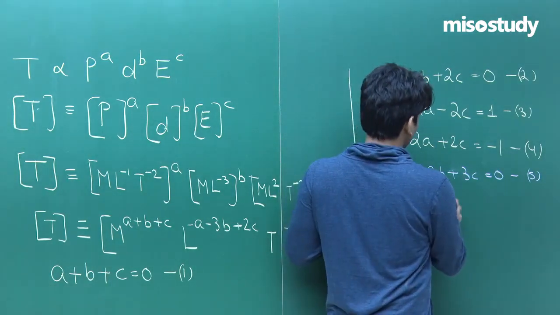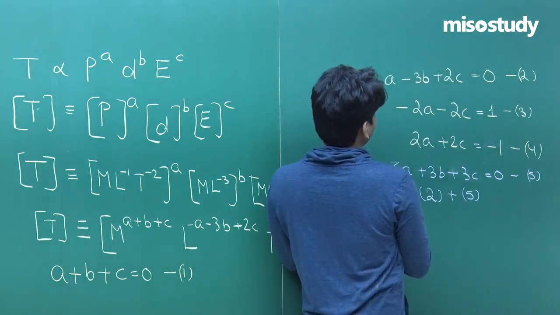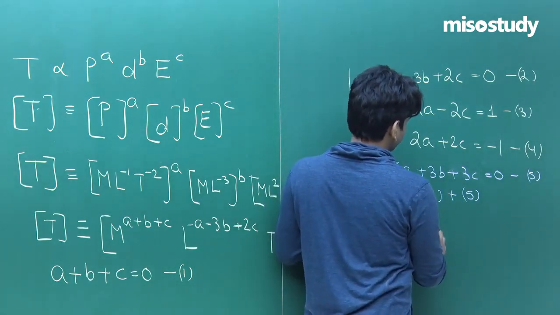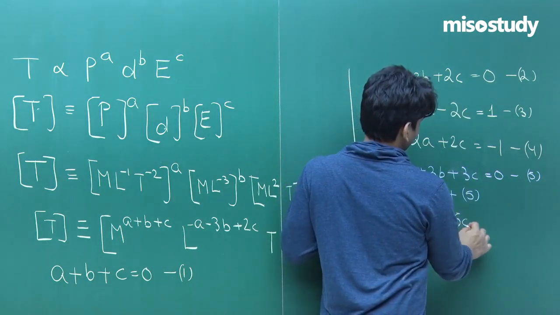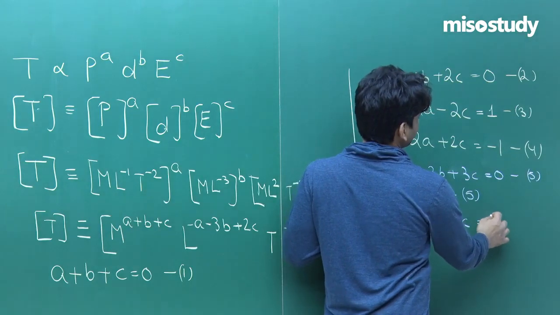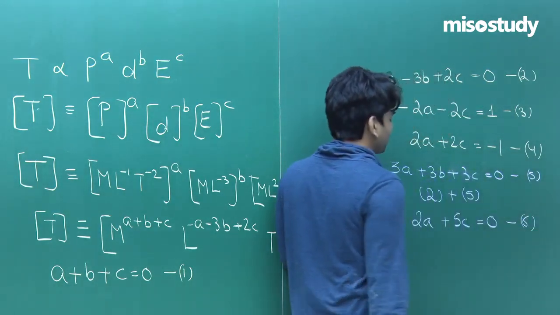So equation number 2 plus 5, if we add it, we are going to have 3B, 3B will be cancelled out, 3A minus A, that is 2A, and 3C plus 2C, that will be 5C. 2A plus 5C comes out to be 0. Let's say this is equation number 6. Don't worry about the number of equations that we are obtaining.